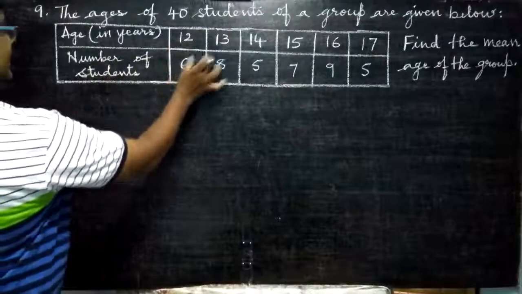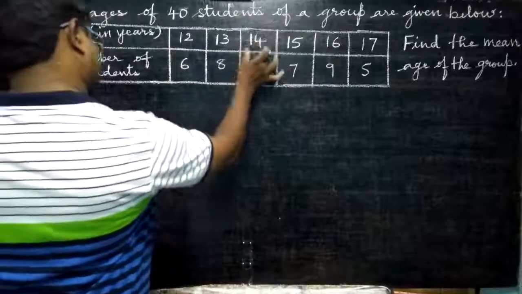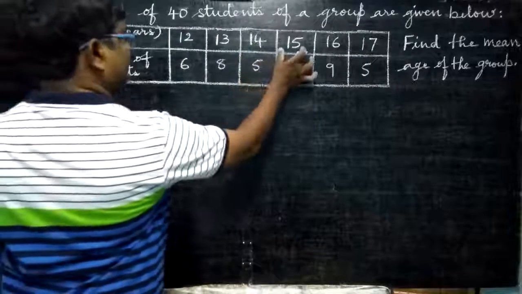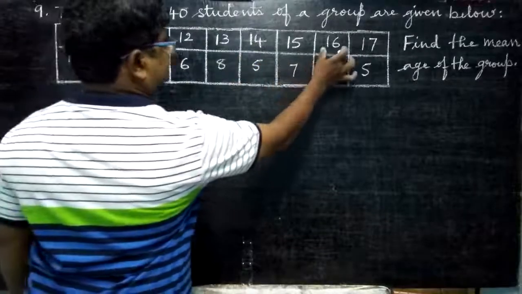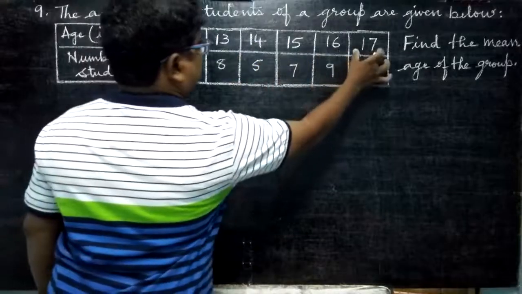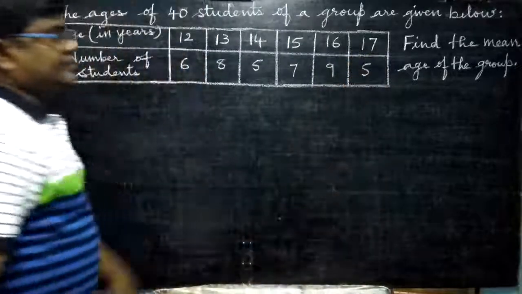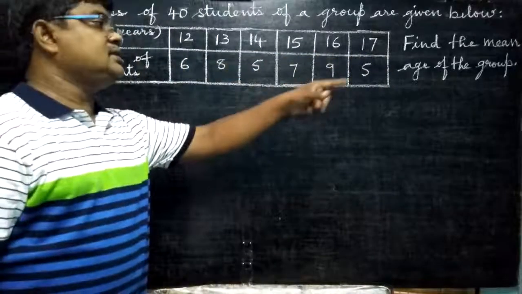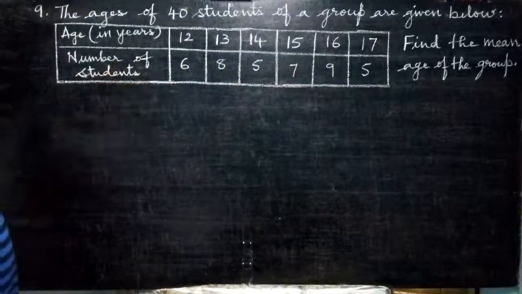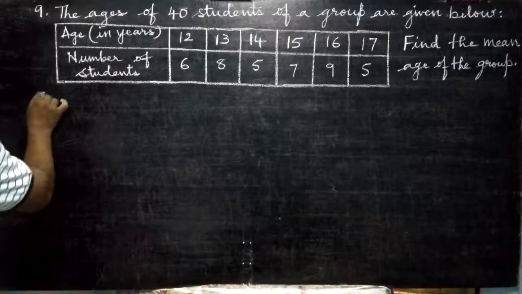12 years, 6 are there. 13 years, 8 are there. 14 years, 5 are there. 15 years, 7 are there. 16 years, 9 are there. And 17 years, 5 are there. Find the mean age of the group. In this group, we are going to find the mean. They are asking to find the mean.